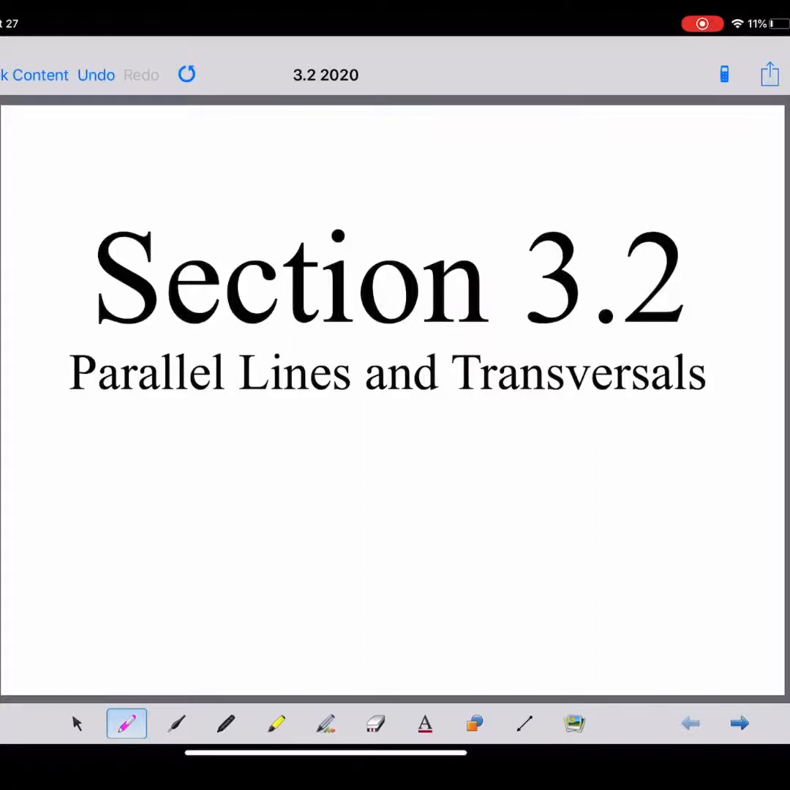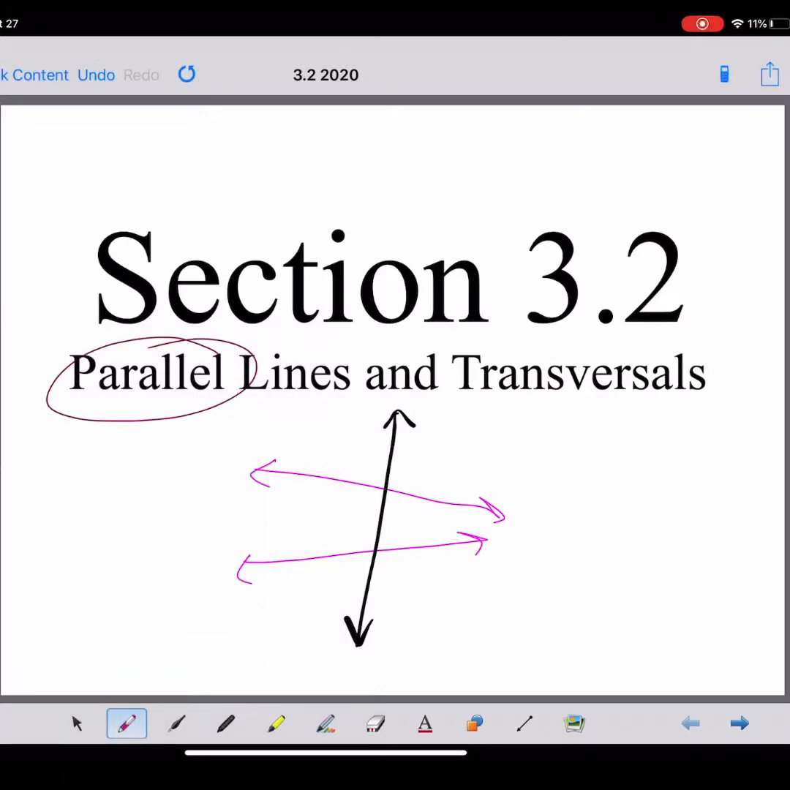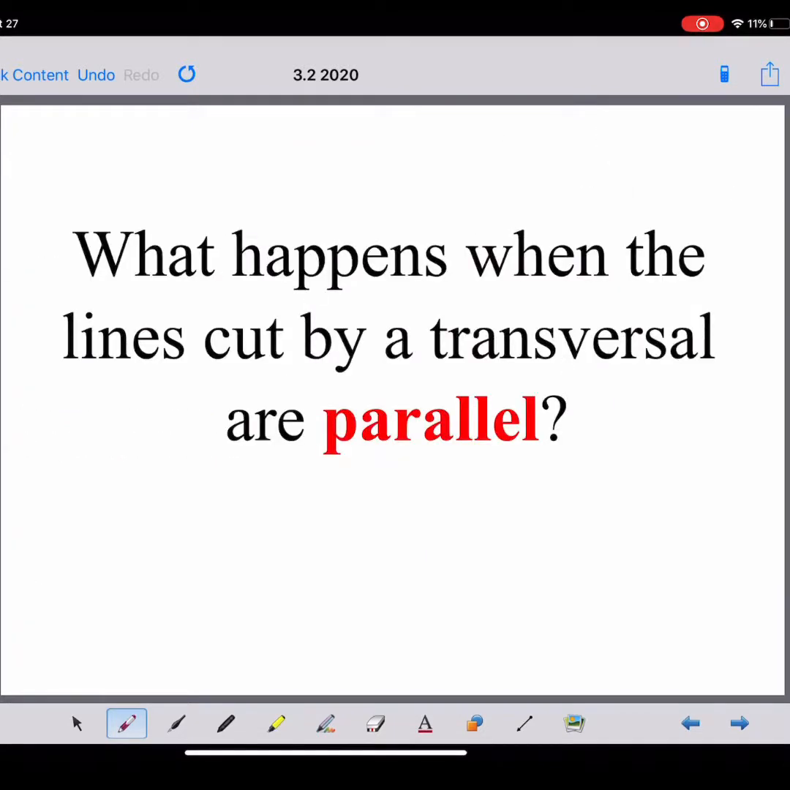Last section, we learned about all the different angle pairs that are formed by two lines and a transversal that cuts through those lines. We're going to look at very specific lines that the transversal is going to cut through now, and those lines are going to be parallel. Our goal today is to determine what happens when the lines cut by a transversal are parallel. You kind of played around with this a little bit when we did our Desmos activity the last 2 days.